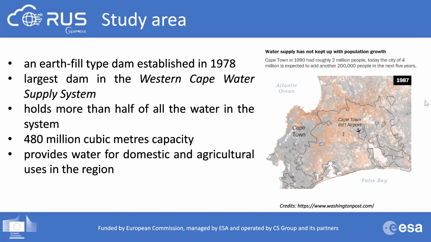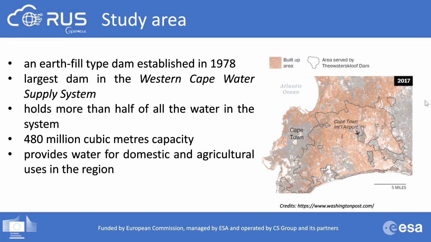Cape Town is the oldest and the second largest city in South Africa. You can see in the image here on the right that the water supply system coming from this dam has not kept up with population growth. In 1990, Cape Town had roughly 2 million people. Today, or as shown in this image, in 2017, Cape Town had a population of about 4 million people. So the population number has doubled, but the area served by the Waterskloof Dam stayed the same.